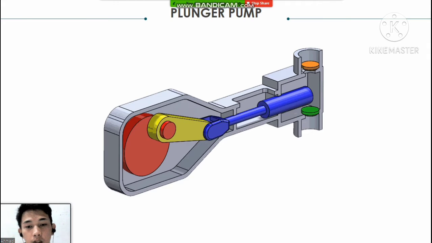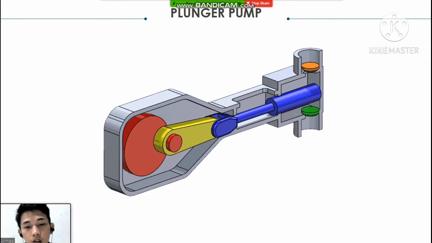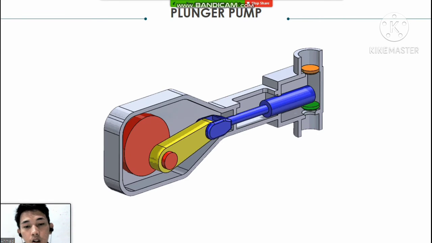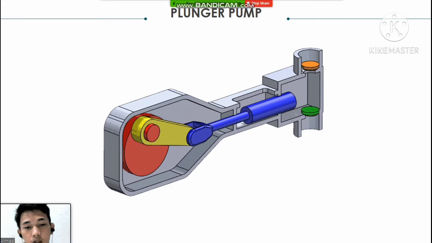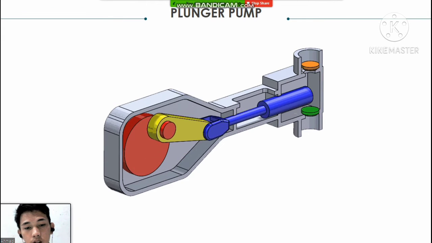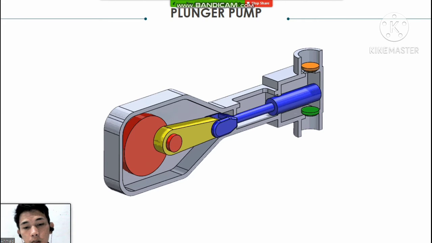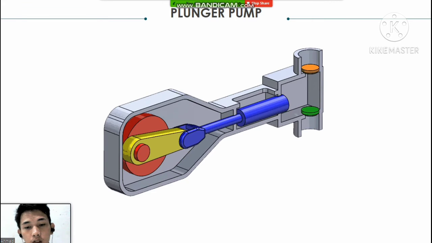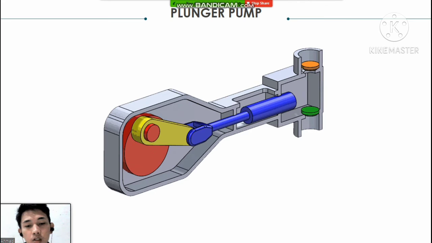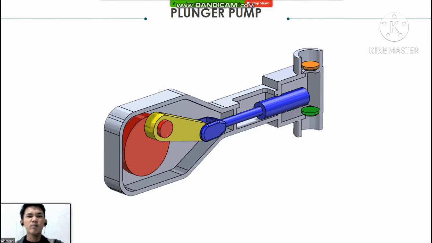Next, plunger pump. The plunger is one of the components in the main injection pump that functions to suppress diesel fuel so that the fuel that comes out of the injection pump has pressure. The plunger component is precisely made between the gap between the plunger and the barrel or cylinder, so that the fuel that is pressed or pumped will be maximal and provide the highest pressure.